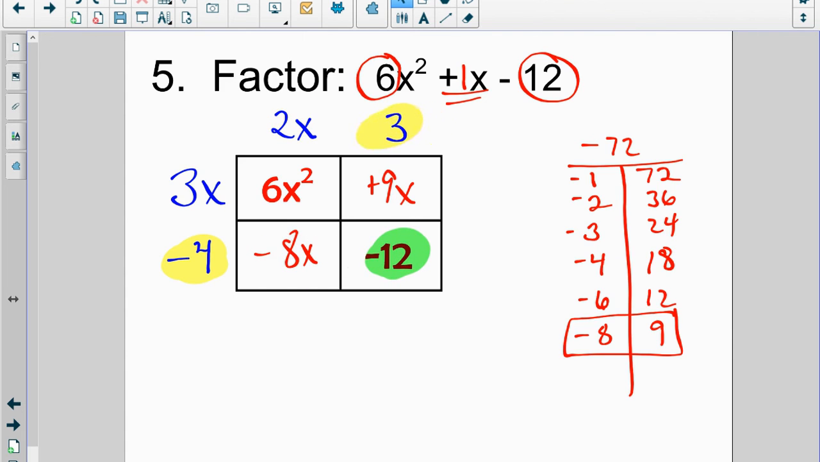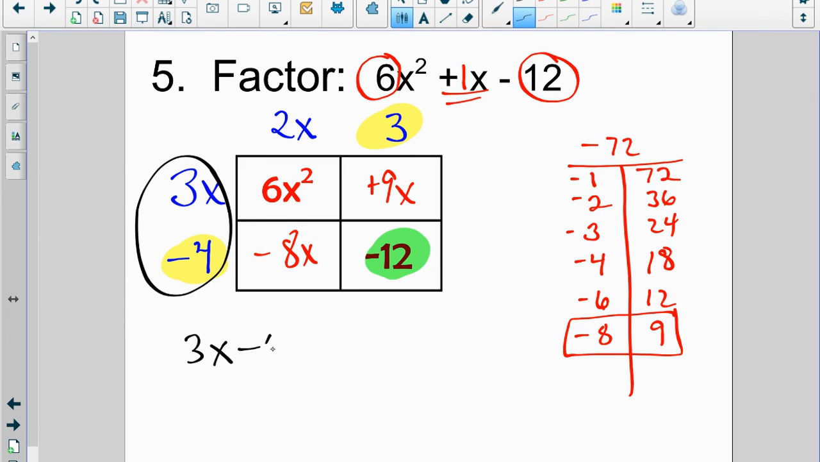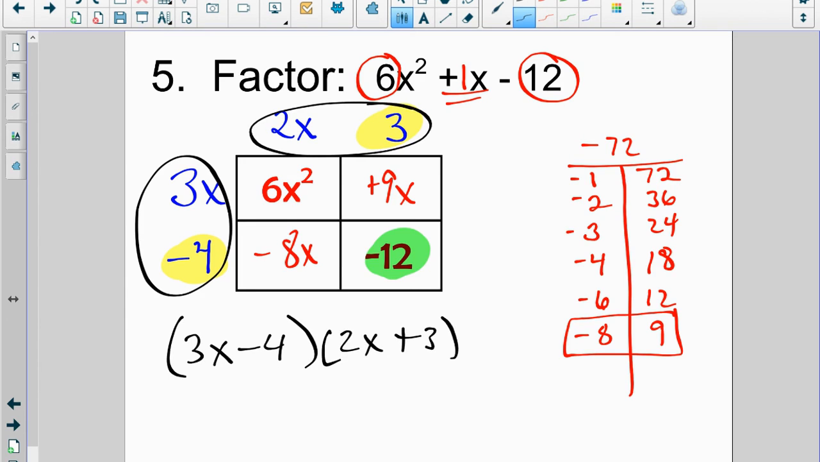Then we just check our last box. It's really just a check step, that 3 times negative 4 is negative 12. It works. Holy cow, that was a lot of work to get that last one. We still need to write our answer in factored form. We have 3x minus 4 as one factor, and 2x plus 3 as the other factor, plus because we have the positive there.